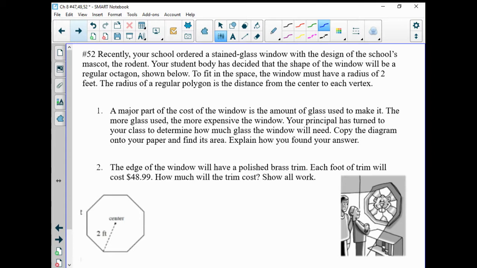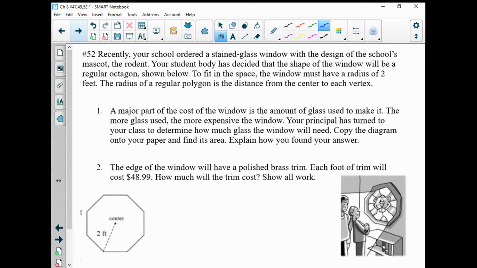Okay, a couple things here. First of all, on the first part, a major part of the cost of the window is the amount of glass used to make it. The more glass used, the more expensive the window. So your principal has turned to your class to determine, well, how much glass will the window need? So the first thing you got to do is figure out what the area is for that figure.